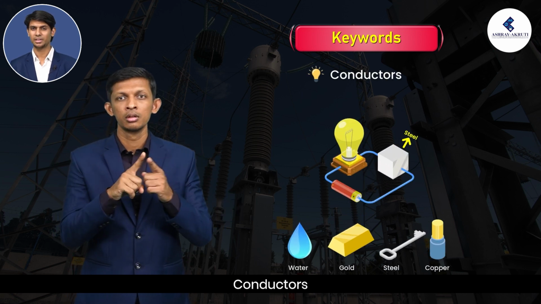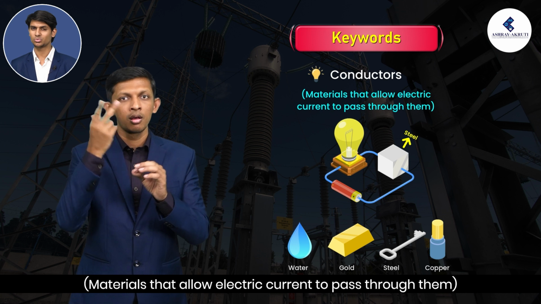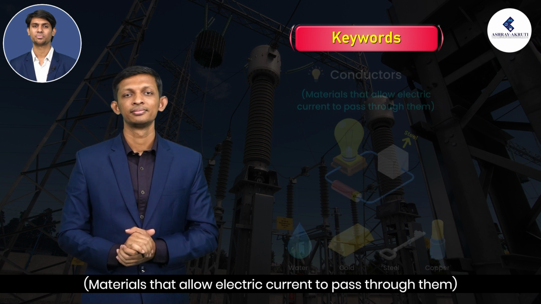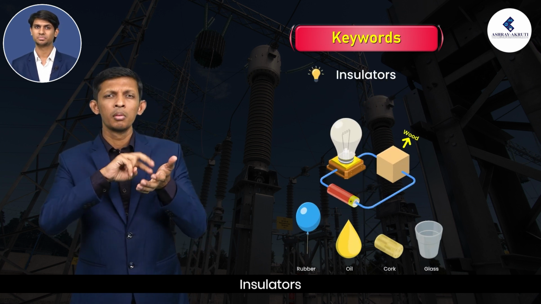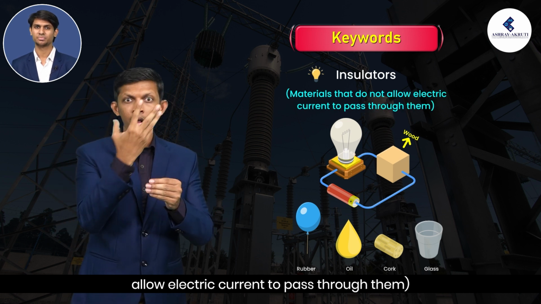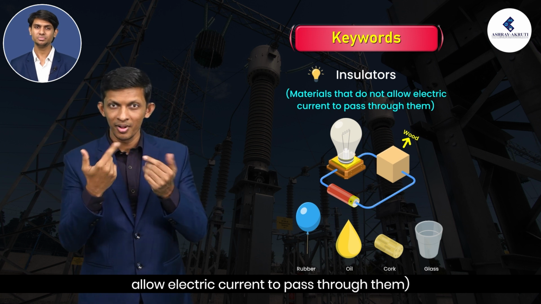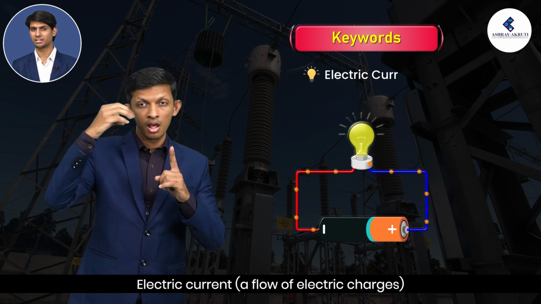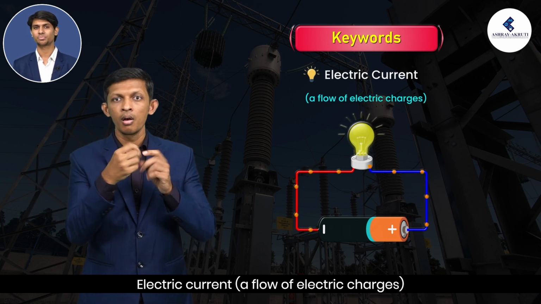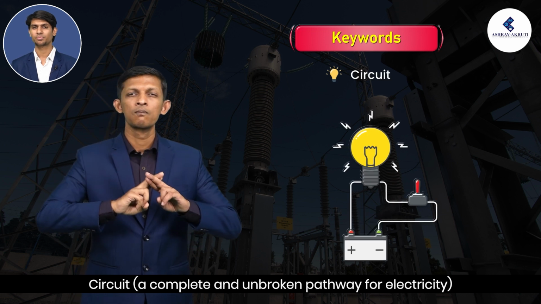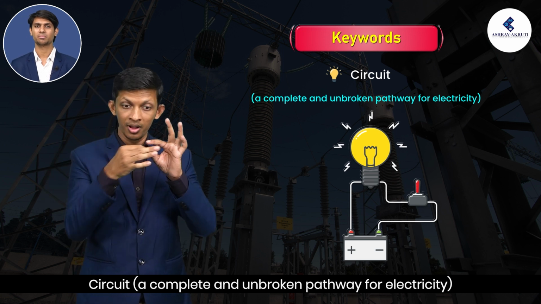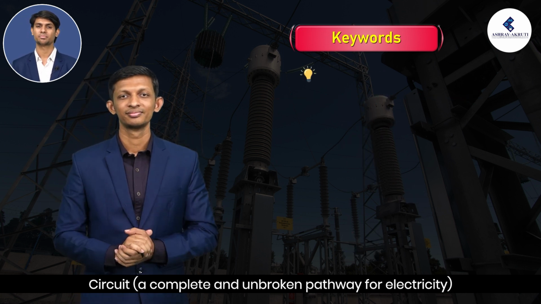Conductors: materials that allow electric current to pass through them. Insulators: materials that do not allow electric current to pass through them. Electric current: a flow of electric charges. Circuit: a complete and unbroken pathway for electricity. Bulb.